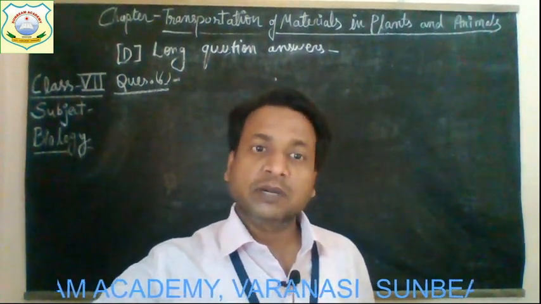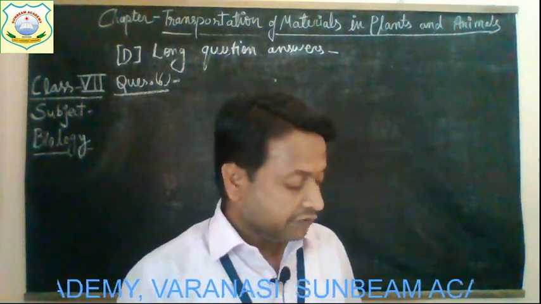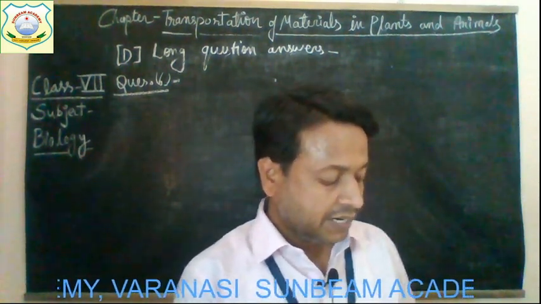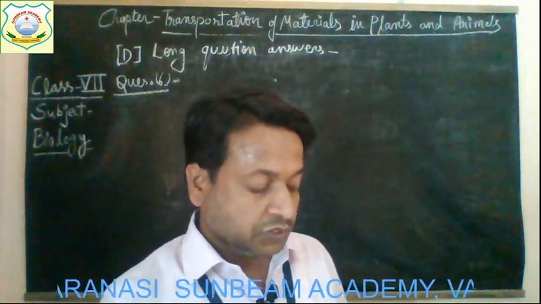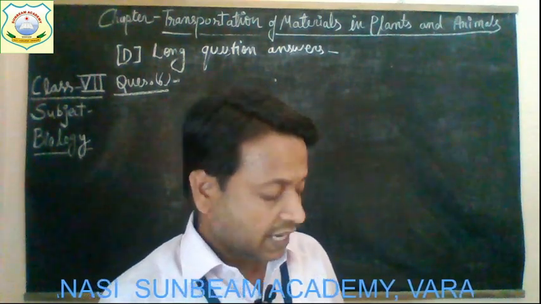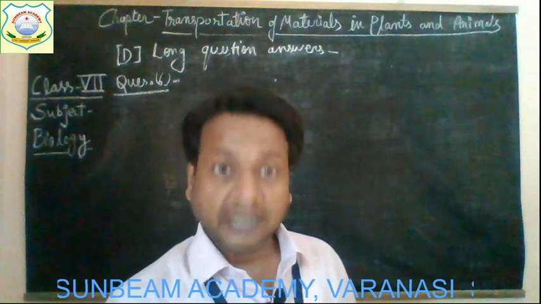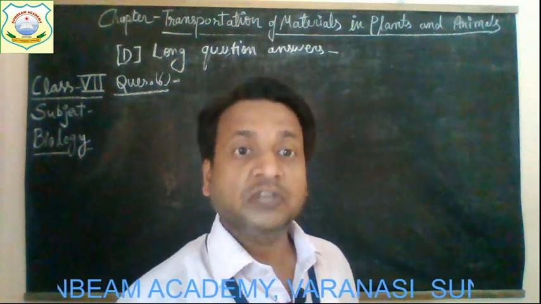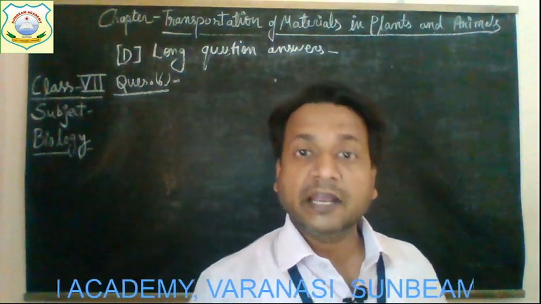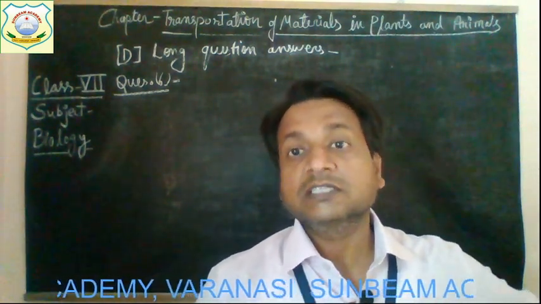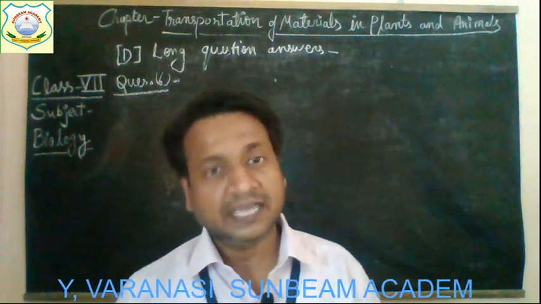Alright, children, so come to question number 6. The question is: if you observe a drop of blood under a microscope, which cells would you see, and what are the functions of these cells? Understood, children? Once again, I am going to repeat the question.